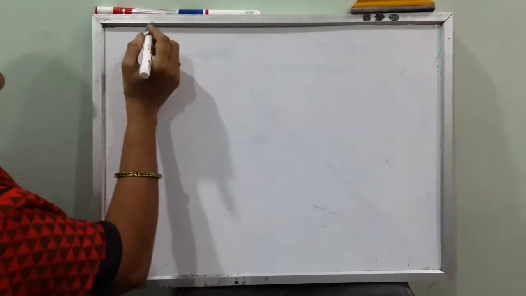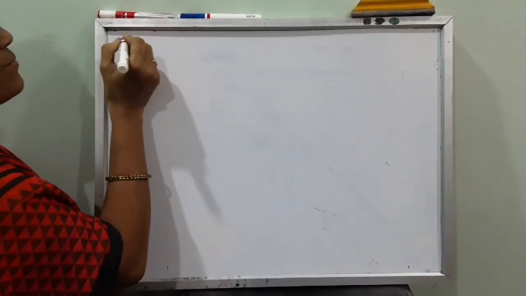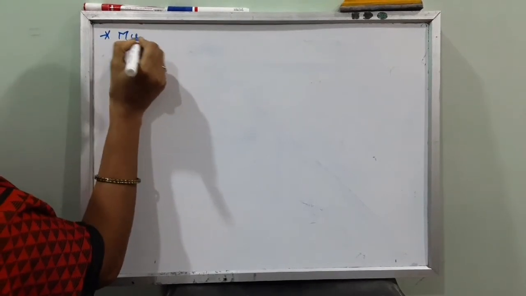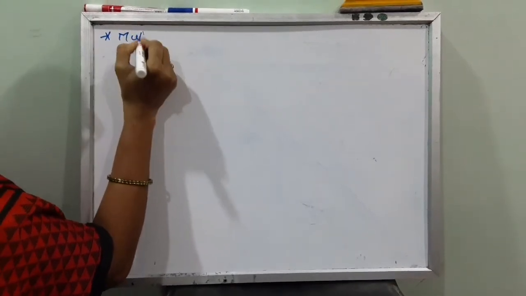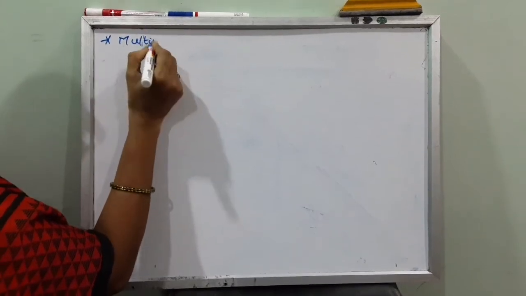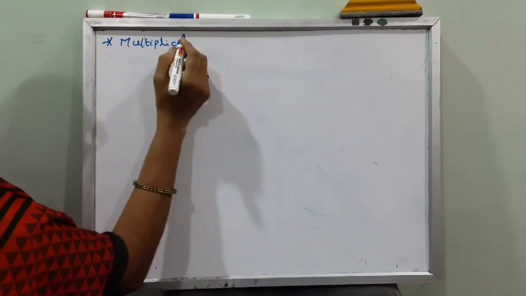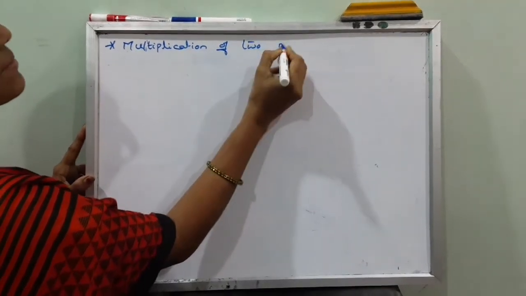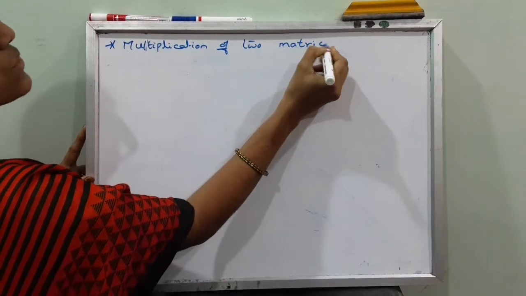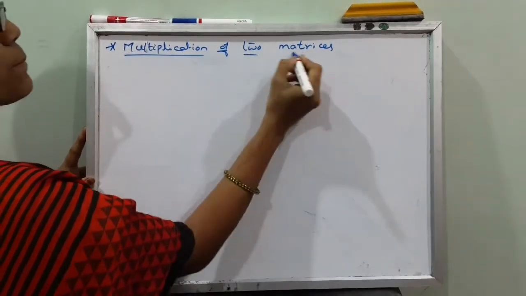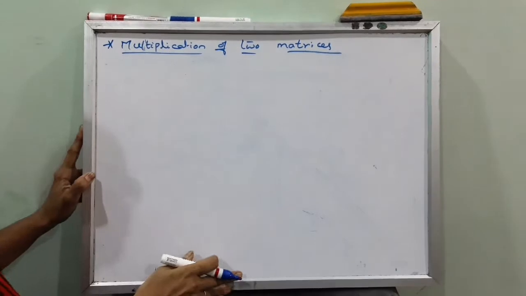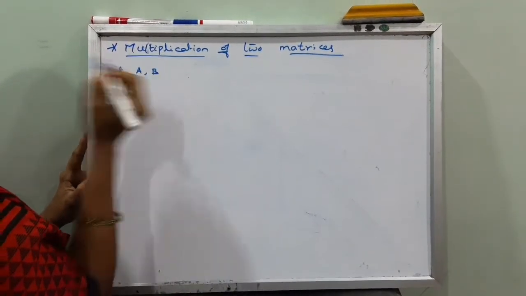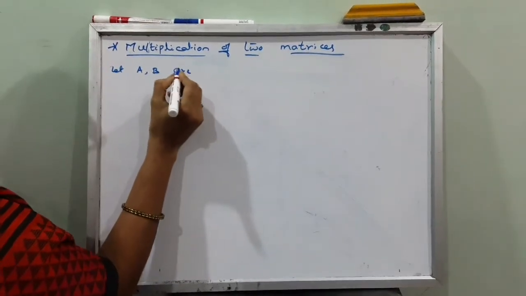Continuation of my previous video on matrices. So today's topic is multiplication of two matrices, or the product of two matrices. Let A, B, capital A, capital B, be any two matrices.